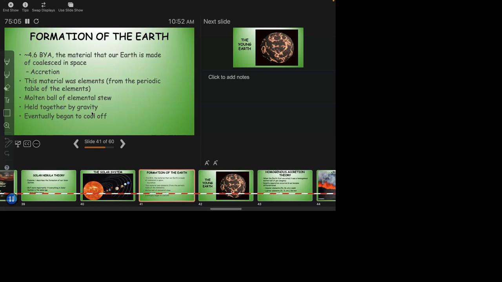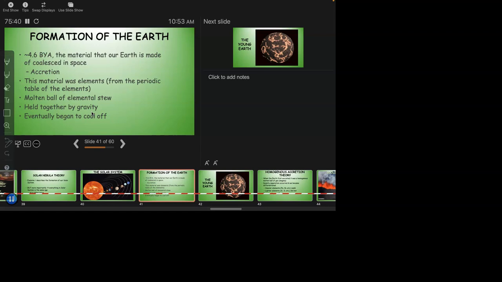All right, so 4.5 billion years ago, I'm just going to read this. 4.5 billion years ago, the material that our Earth is made of coalesced in space. We already used the word accretion, so it accreted. This material was elements from the periodic table. When it first came together, it was a molten ball, a big fiery ball. Again, picture your favorite sci-fi movie. Somewhere in there, there's a big flaming evil planet. I know a lot of the superhero ones recently. Marvel had a couple of those. All right, Star Wars has one too. We looked like that. Okay?